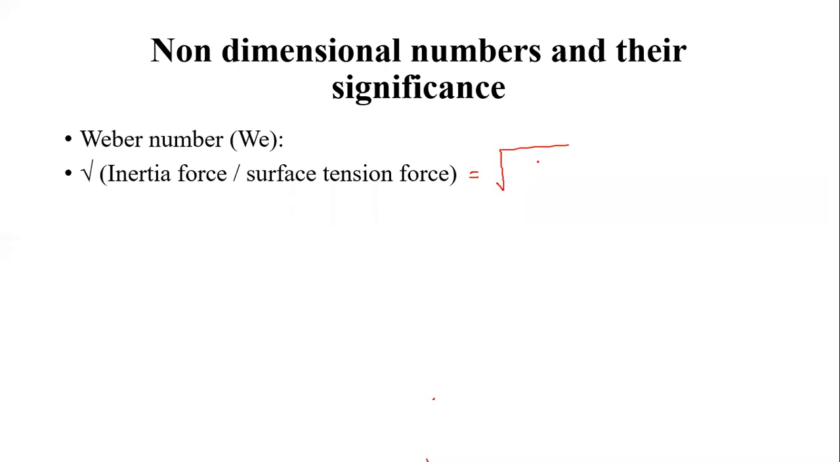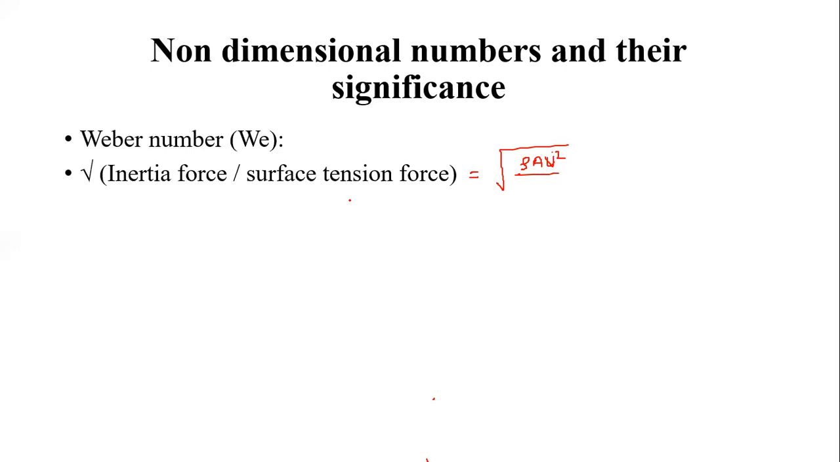Weber number is nothing but the ratio of inertia force to the surface tension force. That is, wherever surface tension force comes, we must prefer the Weber number. So what is that now? In the square root, inertia force, once again rho A V square, divided by surface tension force.